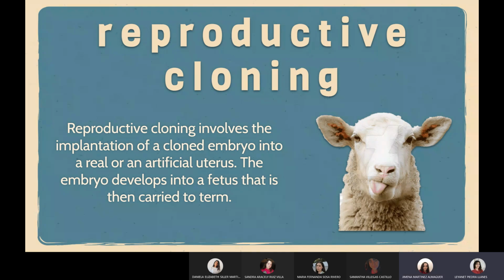Now I'm going to talk about reproductive cloning. Reproductive cloning involves the implantation of a clone embryo into a real or an artificial uterus. The embryo develops into a fetus that is then carried to term.